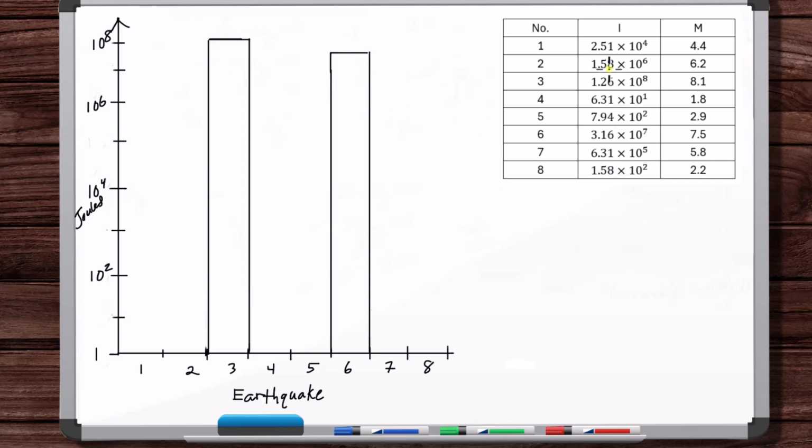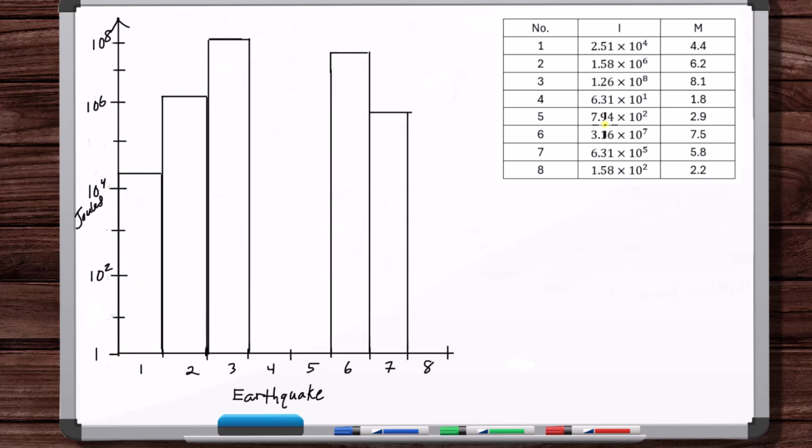Okay, now earthquake 2, 1.58 times 10 to the 6th. So, something like that. Okay, earthquake 7, 6.31 times 10 to the 5th. So, maybe here's 10 to the 5th. So 6 is somewhere in there, I guess. Okay, earthquake 1, 2.51 times 10 to the 4th. Here's 10 to the 4th. So 2 is maybe like that.